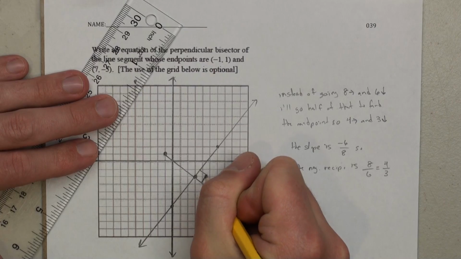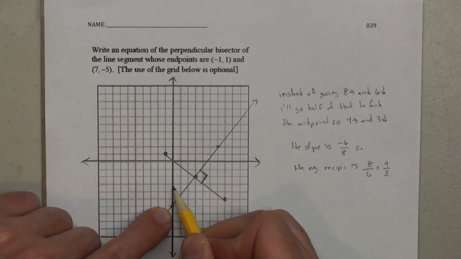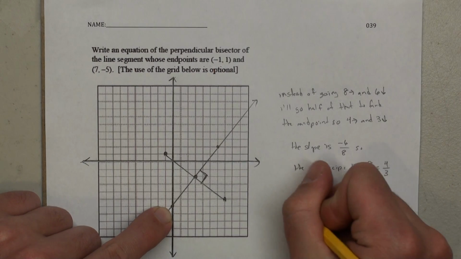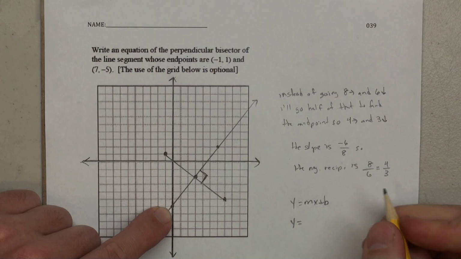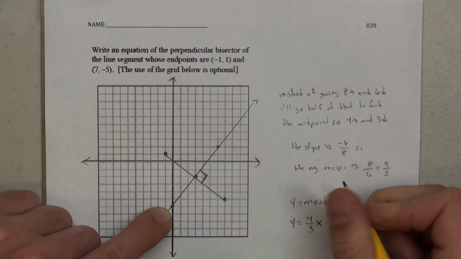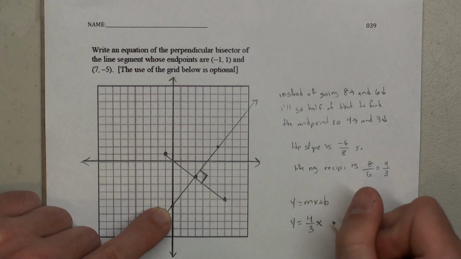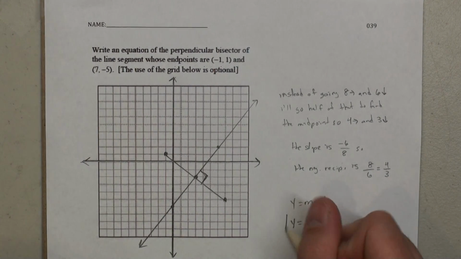This is perpendicular because the slopes are negative reciprocals, and my y-intercept is 1, 2, 3, 4, 5, negative 6. So y equals mx plus b. y equals 4/3 x, m is 4/3. b is negative 6, so minus 6. Okay?